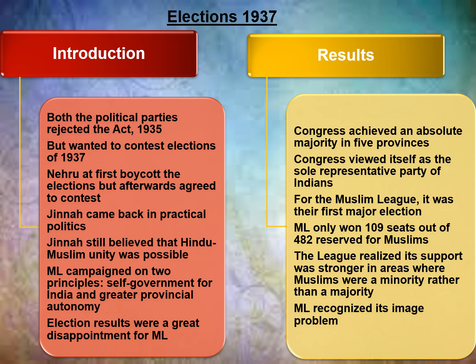So the League recognized its image problem because many of its leaders were perceived as aristocrats and princes, while many Muslims were poor and illiterate. They thought that these were non-serious Muslim aristocrats who were not serious about politics. So they came to know about their image problem.